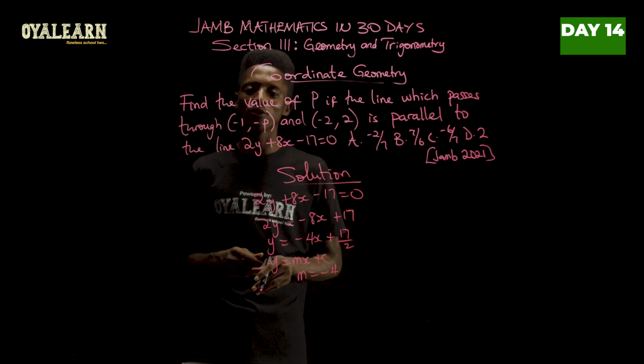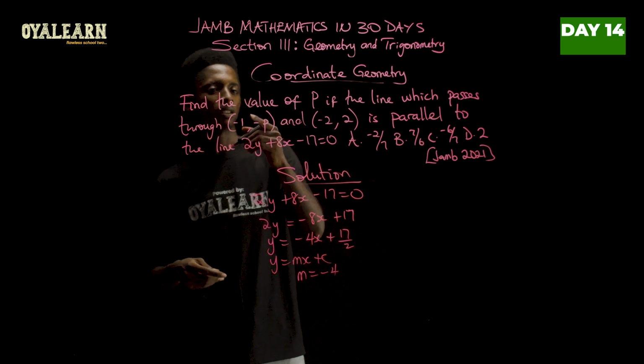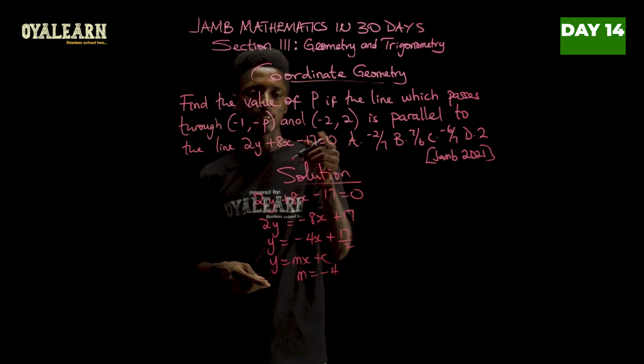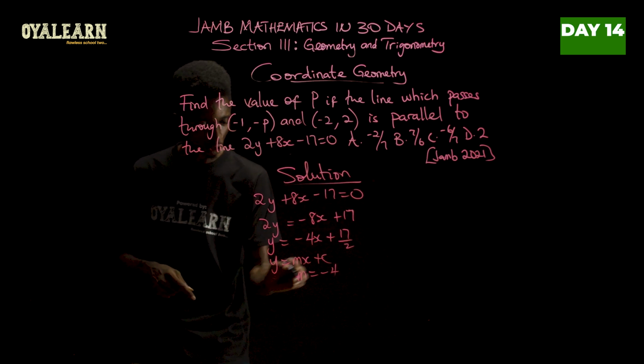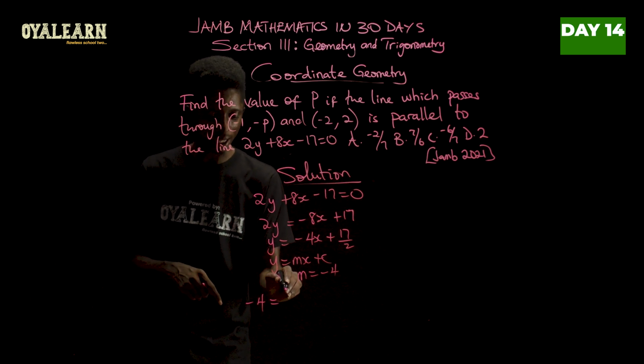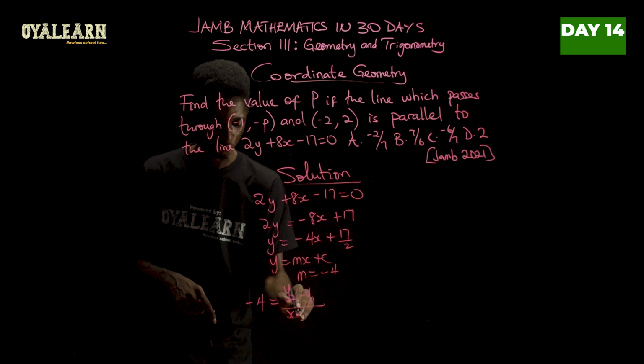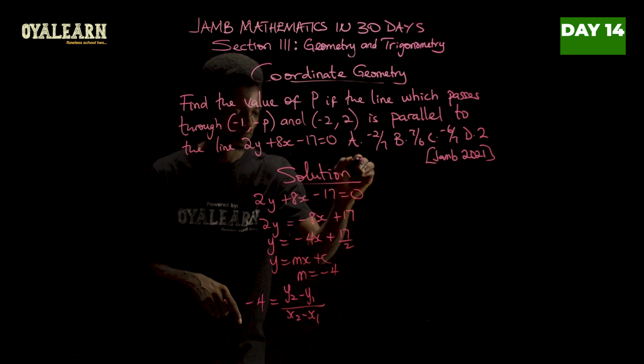So now that we have the slope, we can then go on to find the value of p here. So that is the slope minus 4 is supposed to be y2 minus y1 over x2 minus x1.